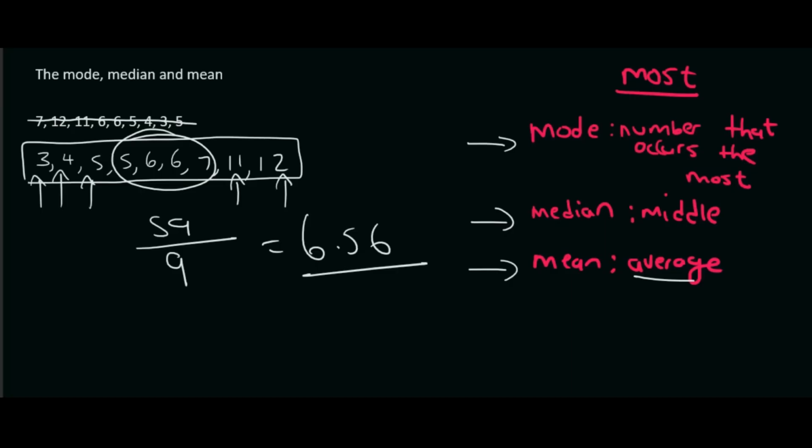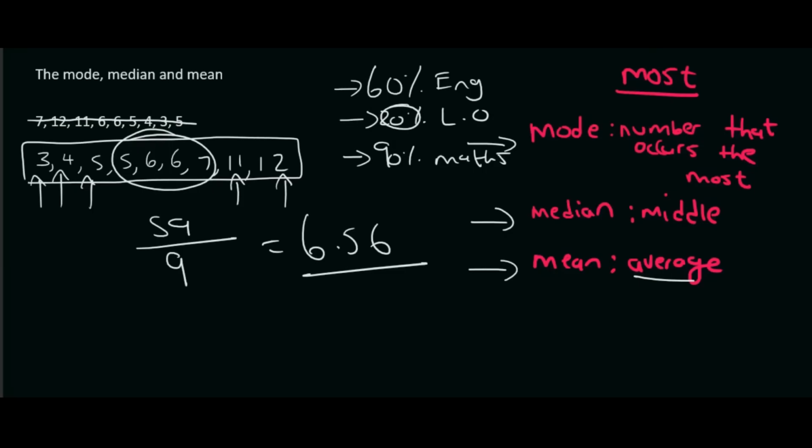Another way to think of average is if you get 60% for English, 20% for LO, because everyone studies for LO, 90% for maths, because everyone loves maths. If you had to work out your average, if this was your report card, hopefully not for this part of the year, you would add everything together, so that would be 60 plus 20, which is 80. 80 plus 90 is 170. So your average is not 170%. You definitely have to divide by the number of subjects, and that is 3. So your average for the term is 56.67%.